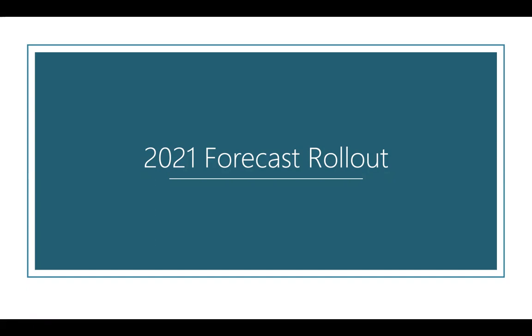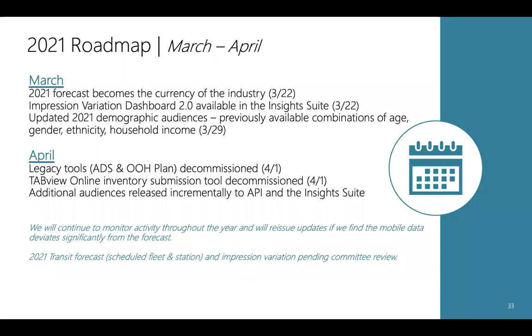So I do want to talk about some of the remaining things of what to expect through March and April. In March, and if you've seen a couple of recent newsletters and blog posts, we are expecting that the 2021 forecast becomes the currency of the industry, and that everybody should start adopting that on March 22nd. We had a March 8th release, and then with the March 22nd release, we want everybody to be using the 2021 forecast as the currency of the industry.